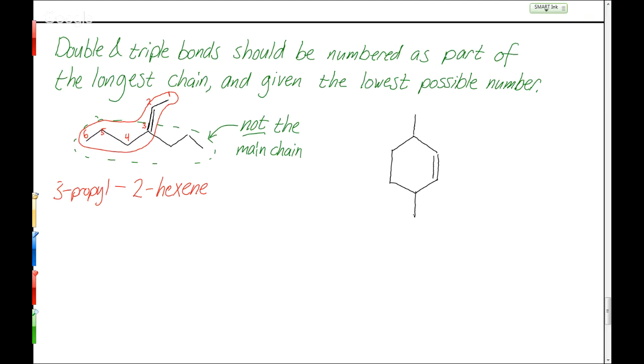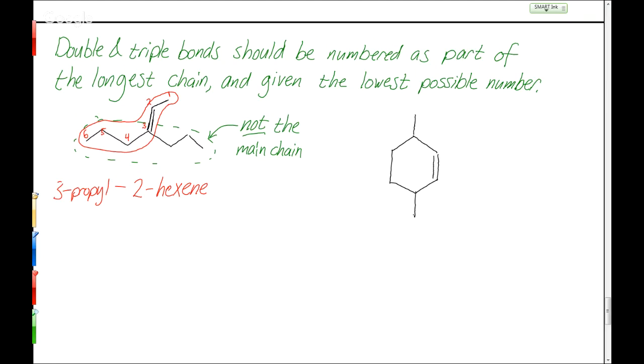Let's say we have this structure. We talked about cycloalkanes last time. We can have cycloalkenes too. In this case, the double bond is inside the ring. So we already know we're going to use that ring as our main structure. This is going to be called a cyclohexene. But the question is, where do we start numbering? Because in a ring, you can start wherever you want.